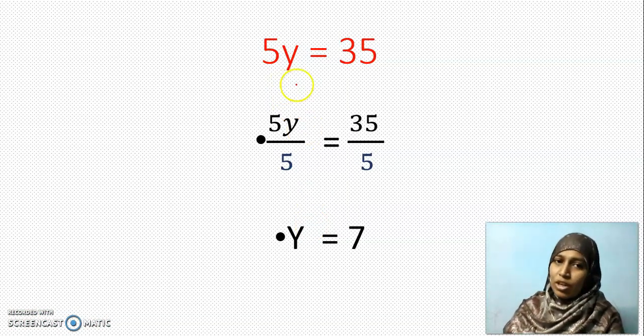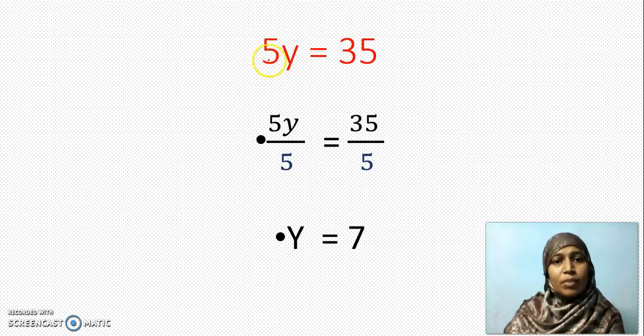Now here is one more example. Here 5 into y. There is no operation plus and minus. What does it mean? Very good. I have a multiplication symbol here. 5 into y is equal to 35. I want to find the value of y alone, not 5. I don't want this 5. How to remove this? If I add 5, what will happen? It will become 5y plus 5.